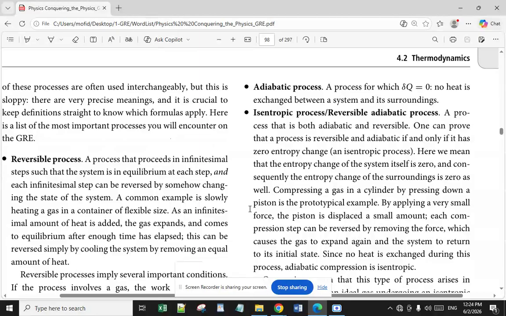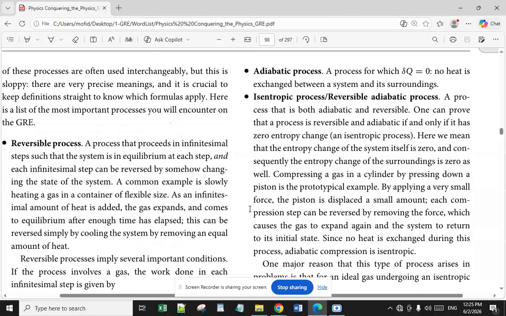Compressing a gas in a cylinder by pressing down a piston is a prototypical example. By applying a very small force, the piston is displaced a small amount. Each compression step can be reversed by removing the force, which causes the gas to expand again and the system to return to its initial state.